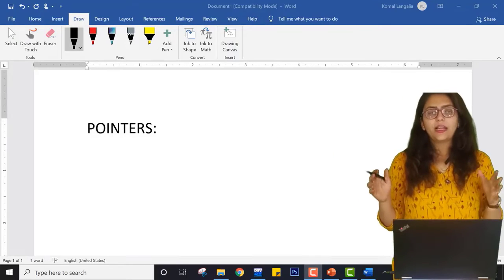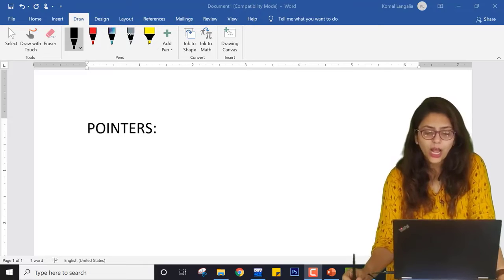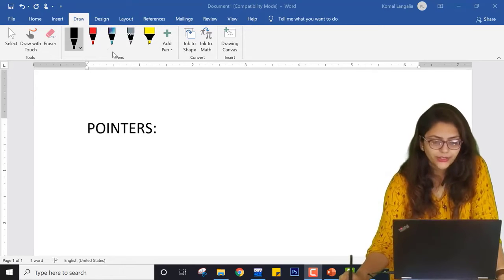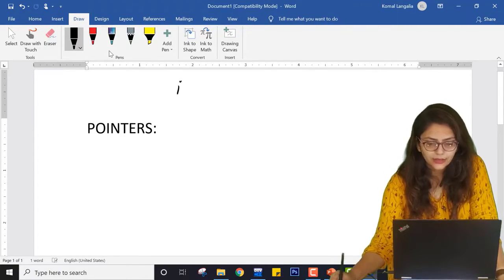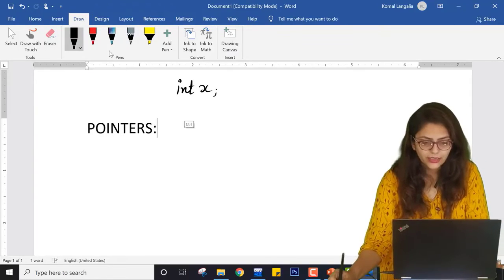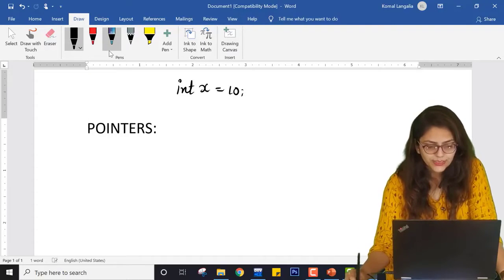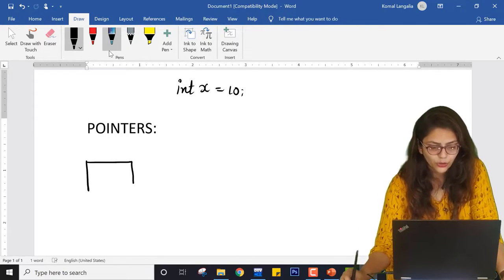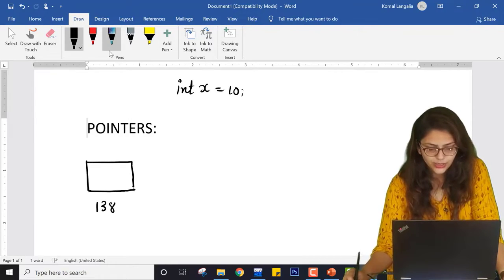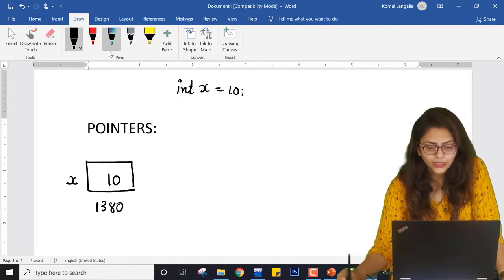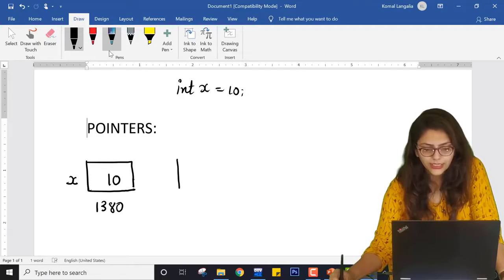So right now we are inside my whiteboard. Now here, what exactly is a pointer? Suppose I have declared int x, which is an ordinary variable, and here I am writing x equal to 10. So say one memory location, 1380, is the address which is labeled as x, and inside that x I am putting value 10. Right? Now I am declaring another pointer.